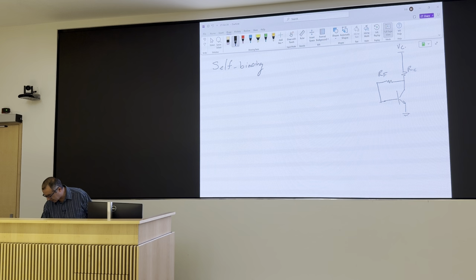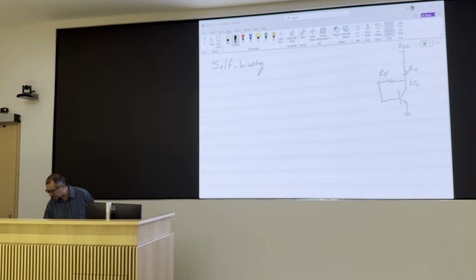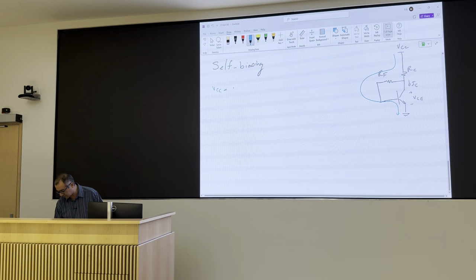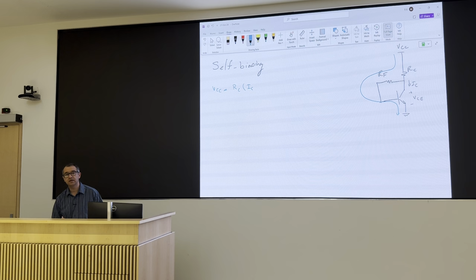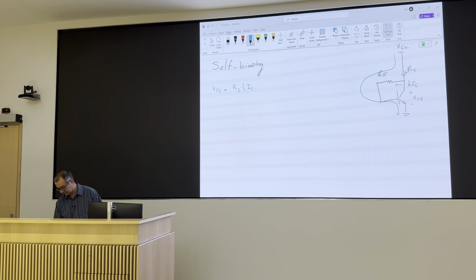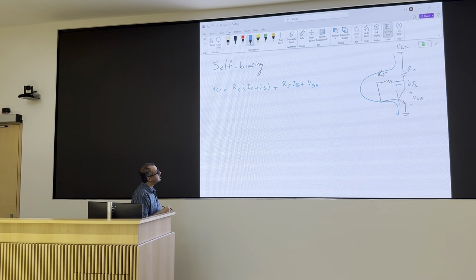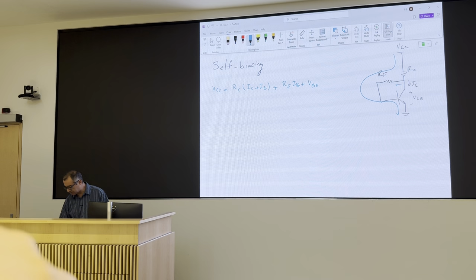I'm hoping for some IC, and I need to get some predetermined VCE. I write my KVL, you know that by now. VCC is equal to the current through RC, which is IC, plus IB, plus the voltage drop across the feedback resistor RF, IB times RF, plus VBE. Again, one equation, and I have everything I need to figure out IC.